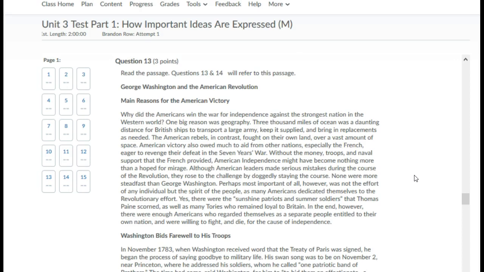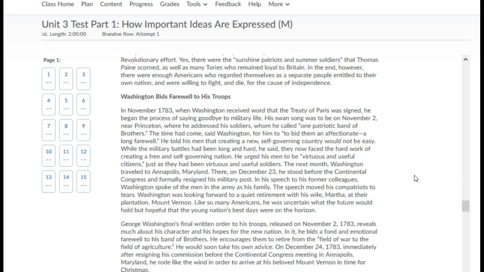Although American leaders made serious mistakes during the course of the Revolution, they rose to the challenge by doggedly staying the course. None were more steadfast than George Washington. Perhaps most important of all, however, was not the effort of any individual, but the spirit of the people, as many Americans dedicated themselves to the revolutionary effort. Yes, there were the sunshine patriots and summer soldiers that Thomas Paine scorned, as well as many Tories who remained loyal to Britain. In the end, however, there were enough Americans who regarded themselves as a separate people entitled to their own nation and were willing to fight and die for the cause of independence.